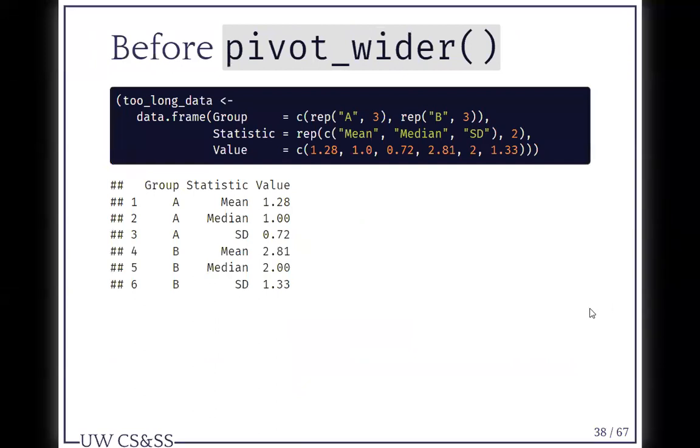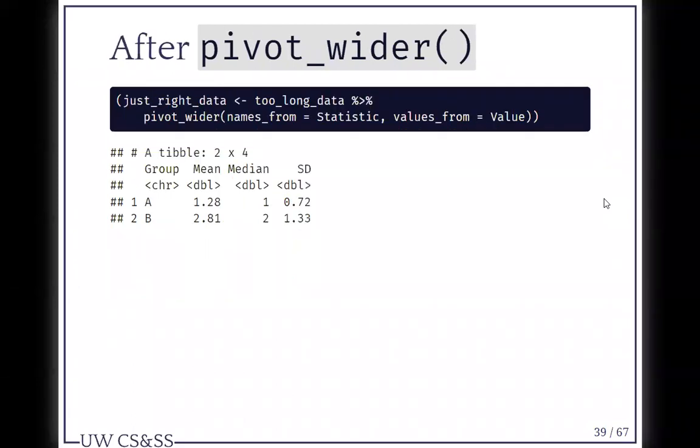So let's say we want to make our too long data. I'll use the data.frame argument to replicate the same data frame that was in the last slide. And then we pivot wider the names from our statistic column and the values from our value column. And what we'll get is an observation per group.